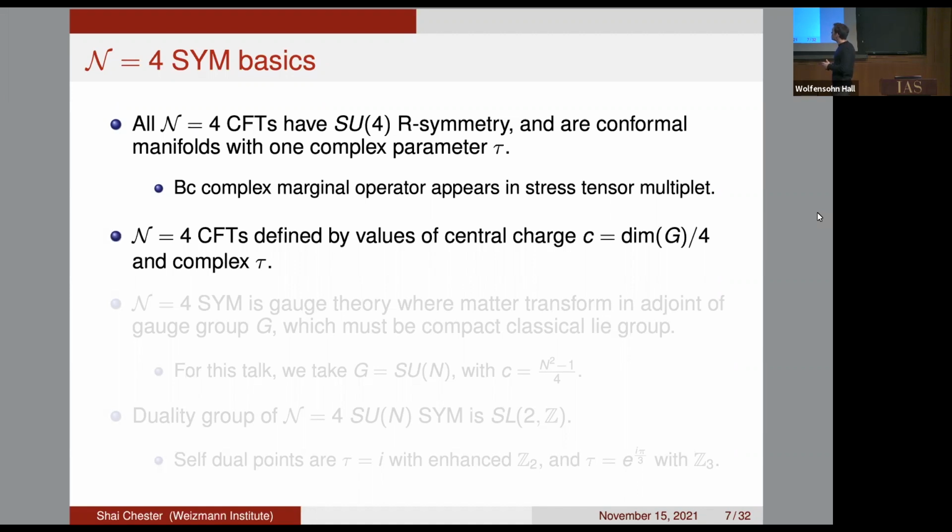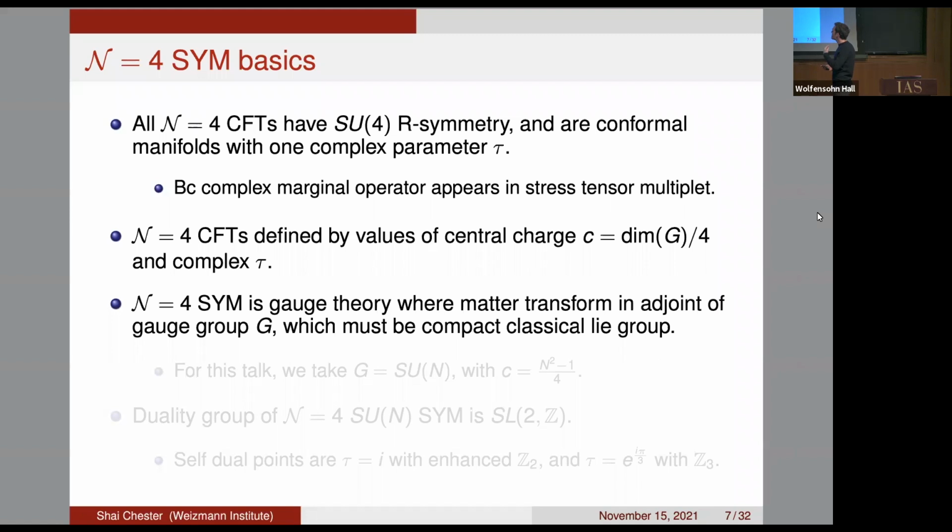In particular, you can define abstractly any N equals 4 conformal field theory by the value of the central charge c as well as the complex tau. I'm talking about defining it in the sense of the local data. Of course, if you want to discuss something like Wilson loops and more non-local objects, you probably have to give discrete theta angles and other data. But at least for the purpose of this talk, it is sufficient to know just the central charge c and the value of the complex tau.